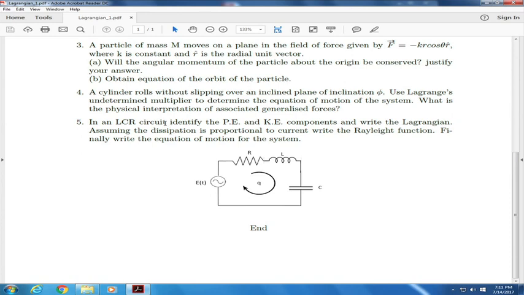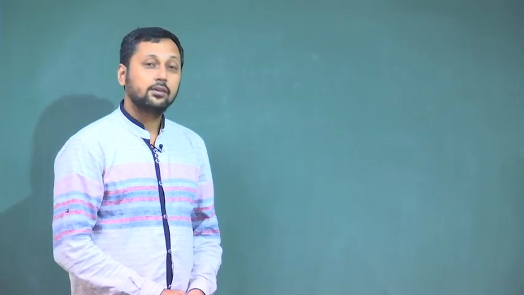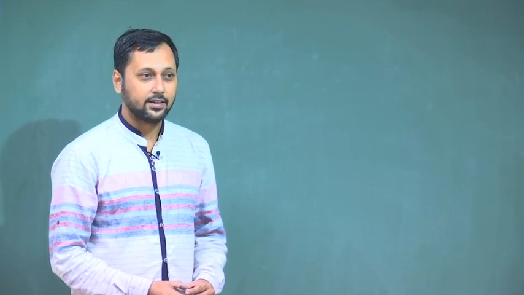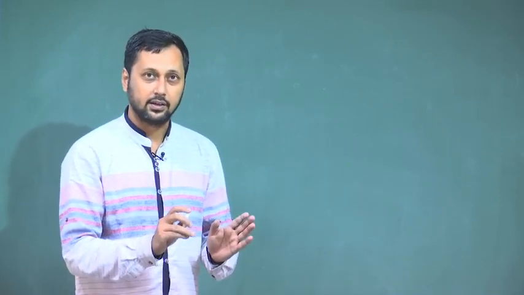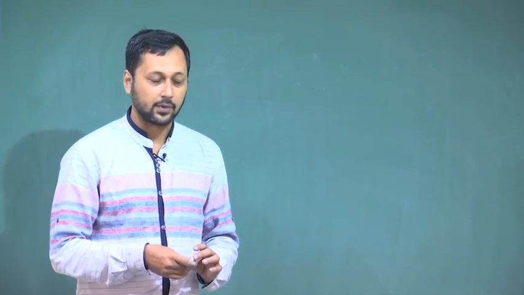Okay, what we need to do is write a Lagrangian for this system. Also, we have to find out dissipation. Assuming that the dissipation is proportional to current, we have to write down the Rayleigh function. First of all, before we do anything, we have to identify a generalized coordinate associated with this system. Now, it turns out that electric charge, which is moving through this circuit, can very well satisfy the criteria for a generalized coordinate. Okay.